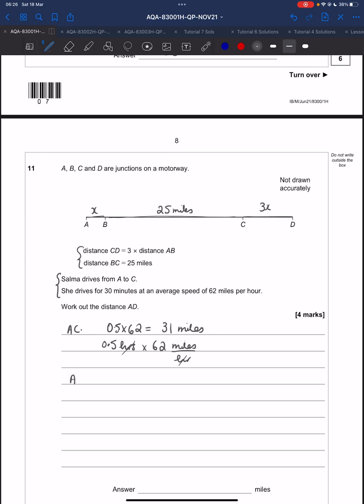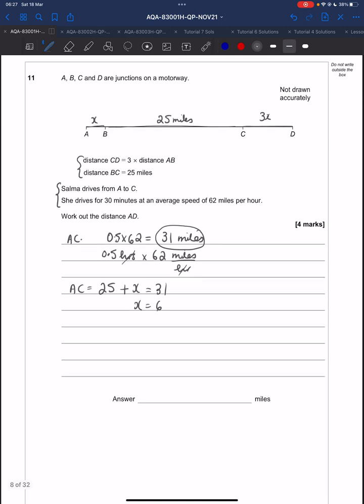Okay, so A to C is actually 25. We know A to C is 31. It's also 25 plus X. So that's 31. So our X is 6. So A to D, so an X is 6, because it's got to be 6 plus 25 to make the 31.